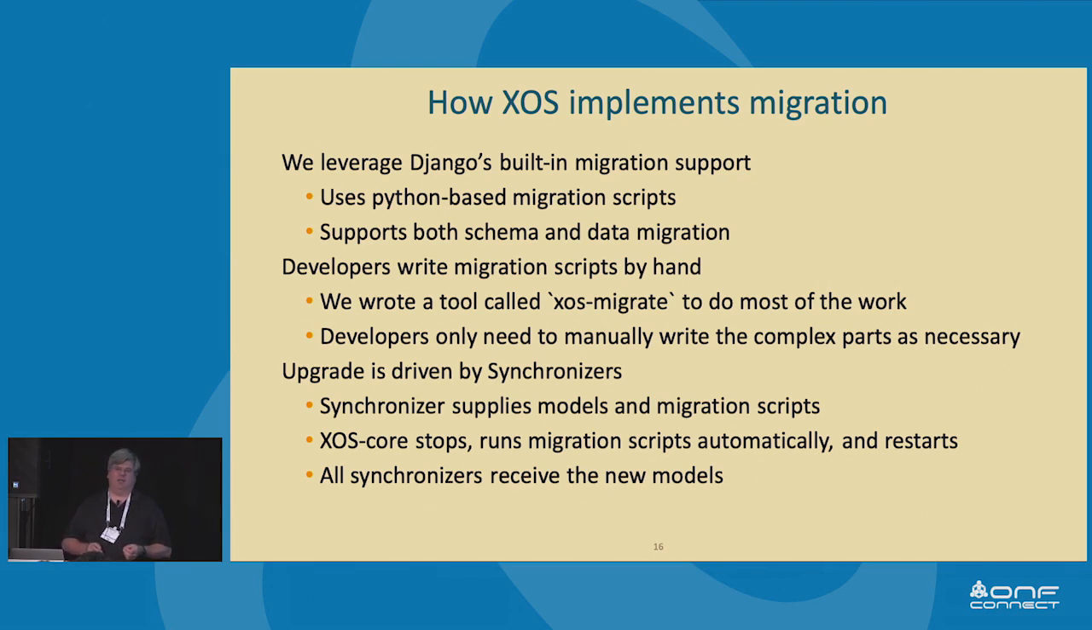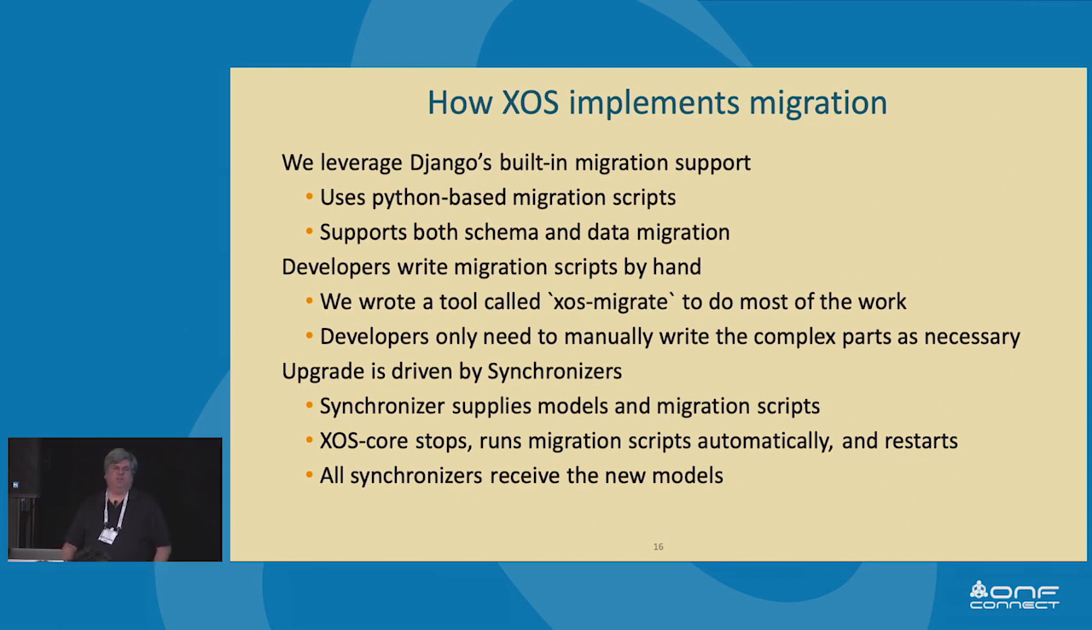Now we have created a tool called XOS Migrate that will auto-generate the script for you, provided there is no complexity that requires those complex semantic transformations. It's smart enough to figure out that you've added or deleted fields from a model or created new models. But if you want to do something like translating that first and last name into a single name, you've got to write a little bit of code and add it to the migration script.